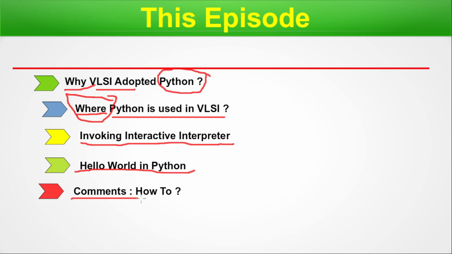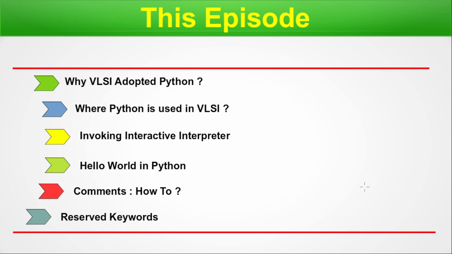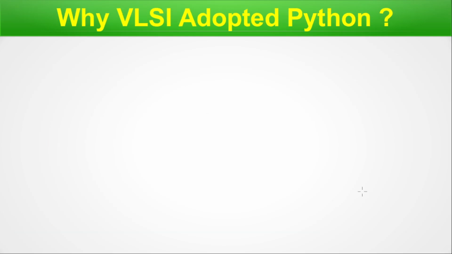Next, we will talk about the comments that help the VLSI engineers to segregate different parts of the code and write the description of that particular part in the comments. Hence, we will talk about single line comments as well as multi-line comments. Next, we will go over the list of reserved keywords so that at the very beginning, you know all of these keywords are reserved in Python and you cannot use them in your own variable declarations. Hence, we will conclude our episode. So that's the menu for today. Without any further delay, let's begin.